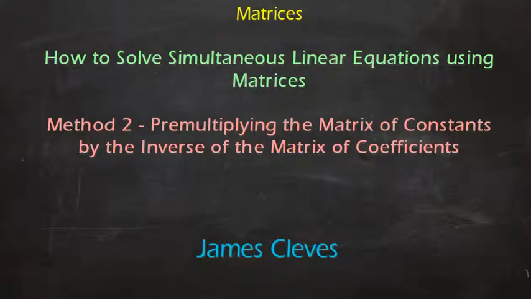Alright, in this video we're going to solve simultaneous equations using matrices. The method we're going to use is by pre-multiplying the matrix of constants by the inverse of the matrix of coefficients of the simultaneous equations. And if you don't know what that means, don't worry, because you soon will. So let's have a look.